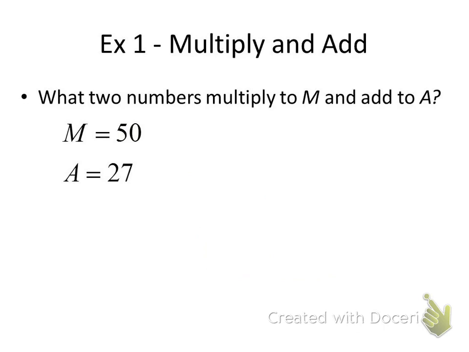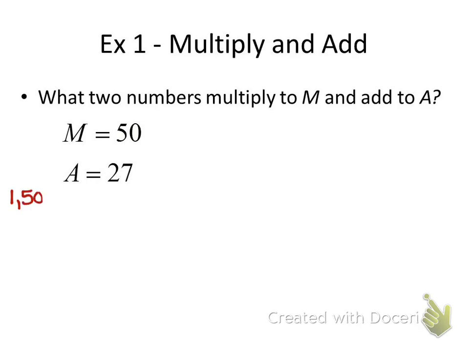So example number 1, it's saying what 2 numbers multiply to m and then add to get a. What that means is, what can you multiply together to get 50? Now when I say numbers, I mean factors. Factors are 2 numbers that you multiply to get 50. I like to do things in order. So 1 times what will get me to 50?